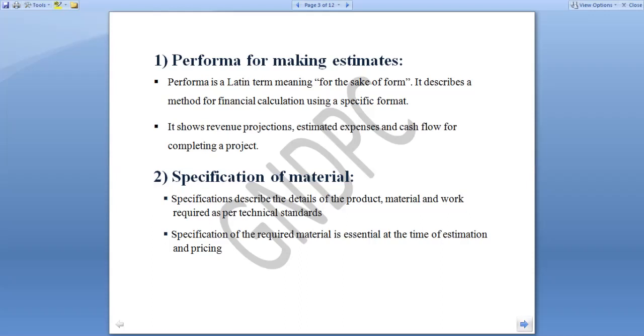The second is specification of material. Now, the specification actually describes the details of the product, material, and the work required as per the technical standards. This is very much essential at the time of estimation and pricing.